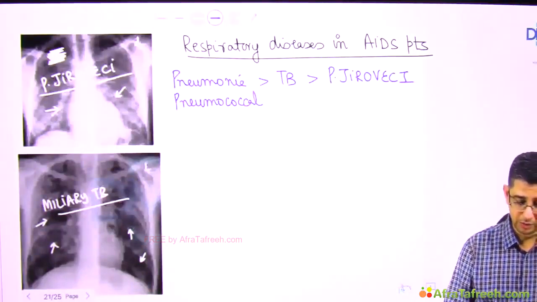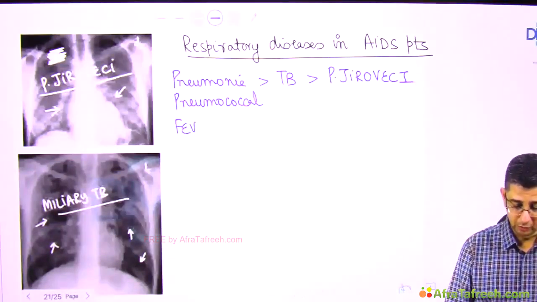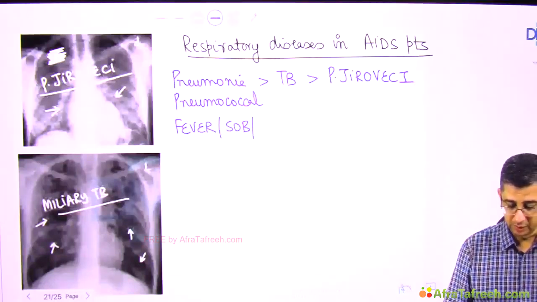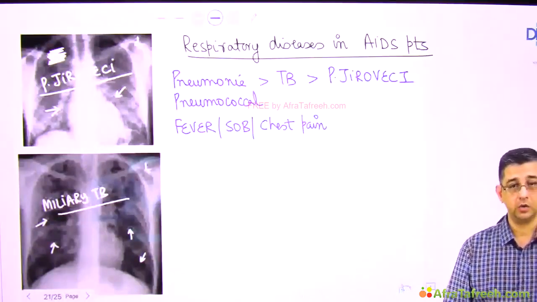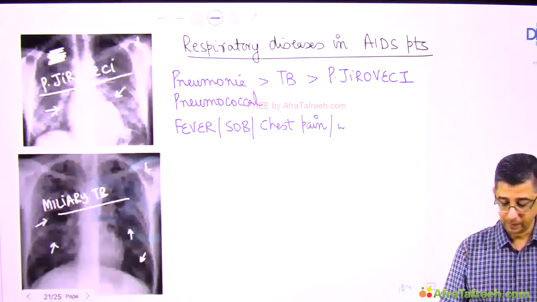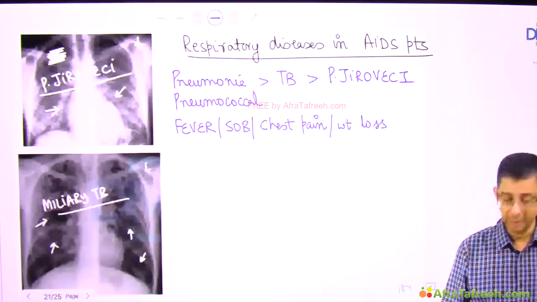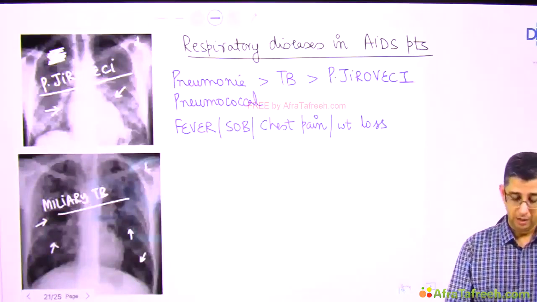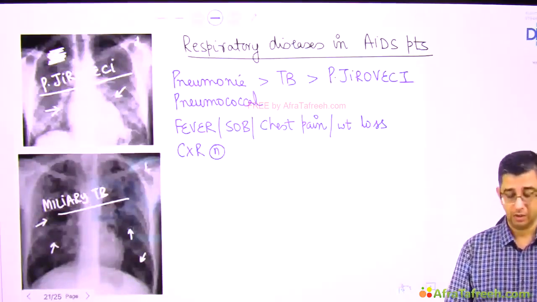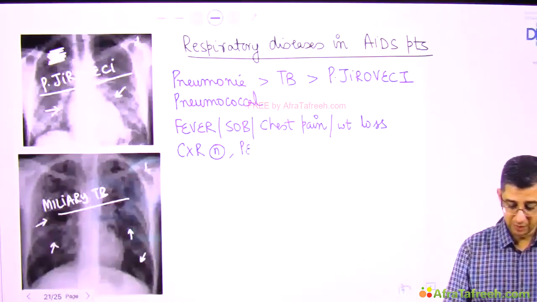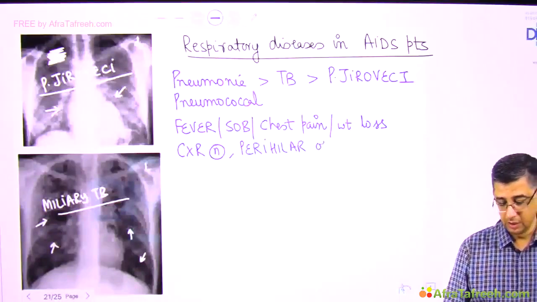In most of the questions, the history that would be given to you would be mainly fever and shortness of breath. In fact, sometimes they might just say that the person is experiencing chest pain and feels uncomfortable for most part of the day. So in these patients, we obviously have to do a chest X-ray. As I said, the X-ray can be normal initially in all the three conditions. But if they specify the word perihilar, then you should think in terms of Pneumocystis jirovecii.